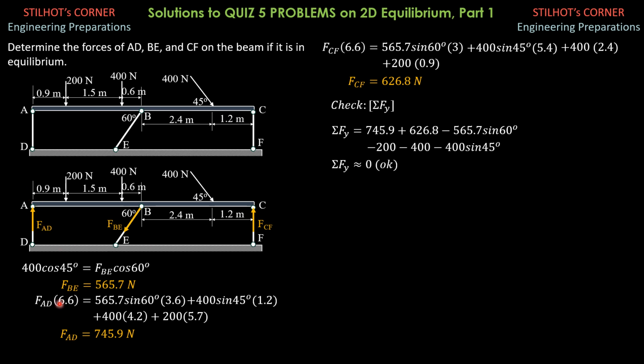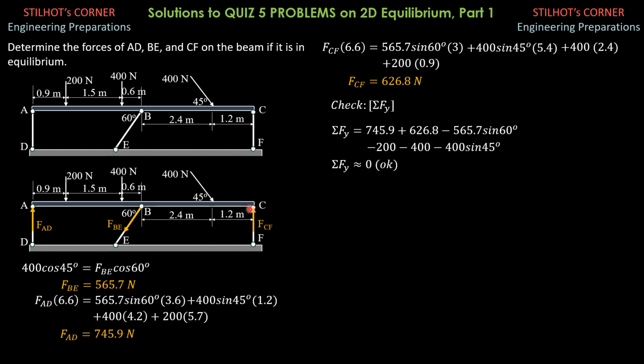So clockwise positive, FAD, the total distance 0.9 plus 1.5, 2.4 plus 0.6, 3 plus 2.4, 5.4 plus 1.2, 6.6. So FAD times 6.6. Then all these forces will have counterclockwise moment about C, beginning with the vertical component of FBE, the horizontal passes through C. So the vertical component of FBE is 565.7 sine of 60 degrees, and the moment arm is 3.6, plus the vertical component of 400 newtons, this 400 here, is going down.